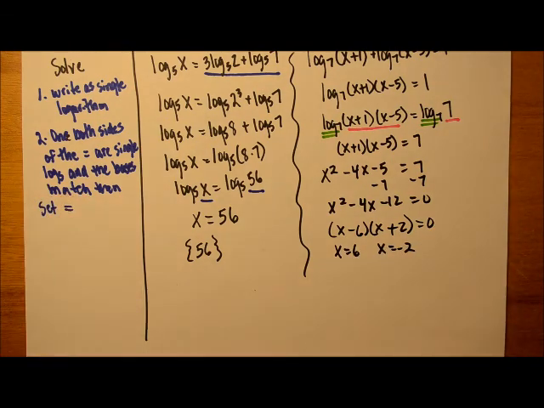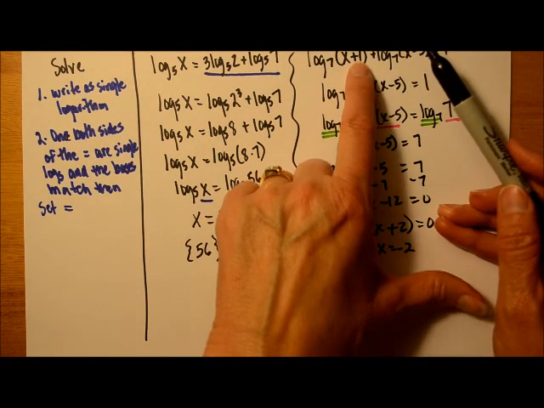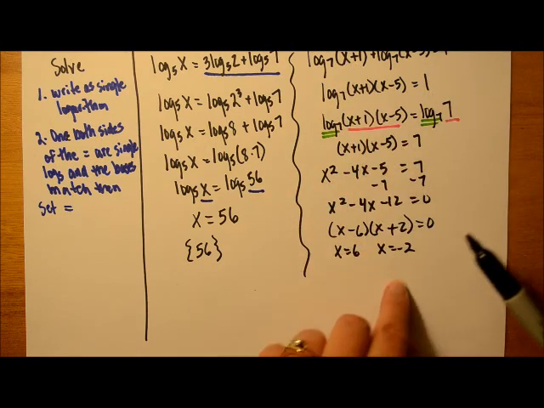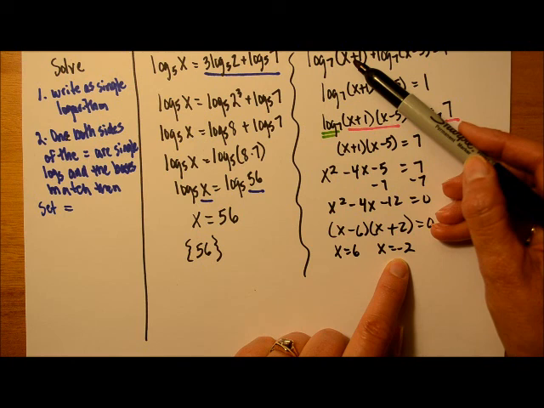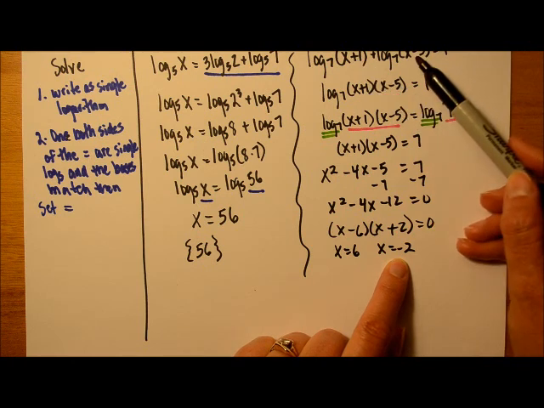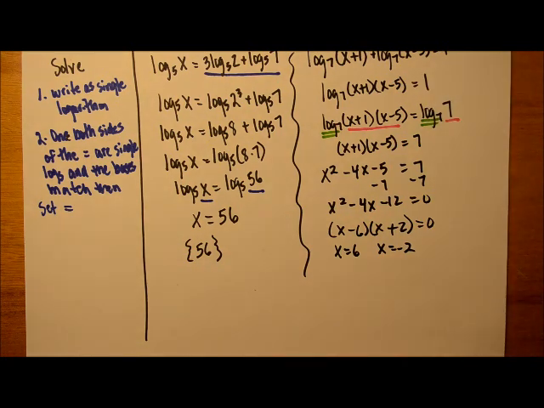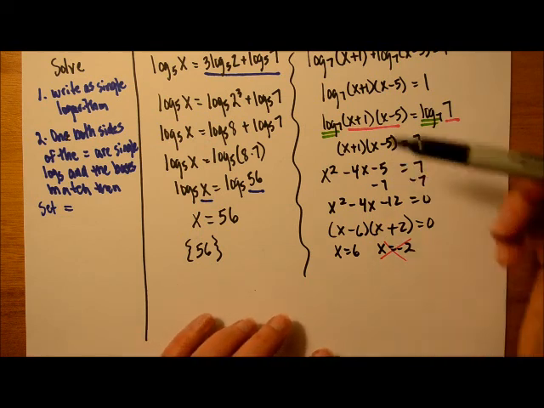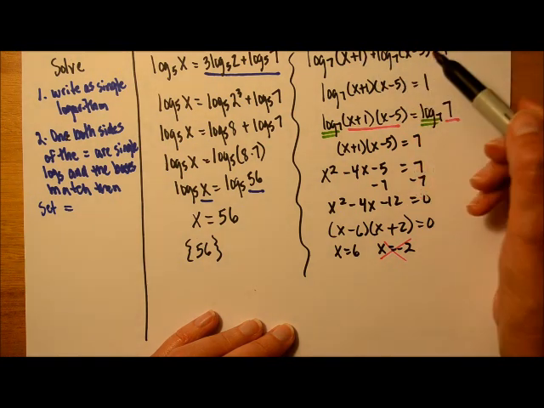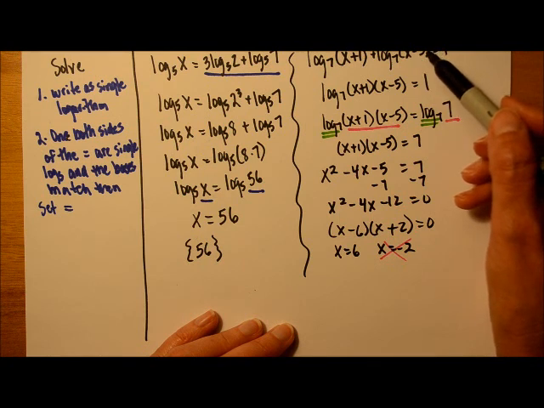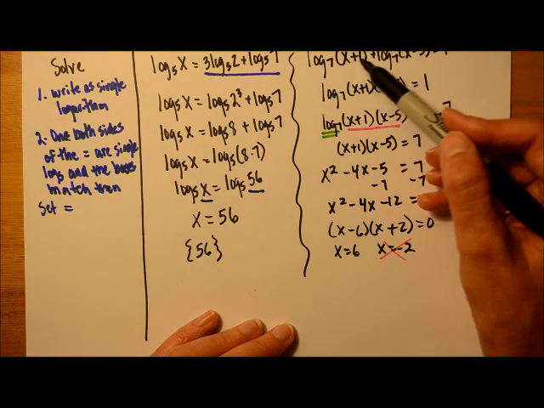Now, my problem is that this number right here, by the log, can never be negative. And if I were to put that negative 2 in there, it would end up negative, and that's undefined. If I put the negative 2 in here, it's also undefined. So this one I can't use. The 6, though, is okay, because once I put the 6 in there, I get 7, and that's fine. And I put the 6 in here, I get 1, and that's okay.